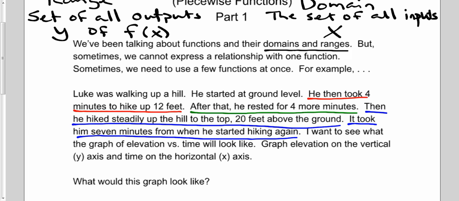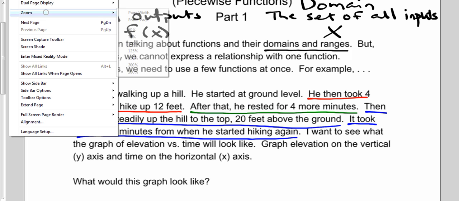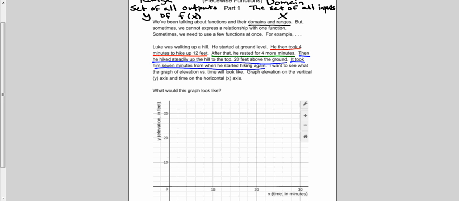Graph elevation on the vertical y-axis and time on the horizontal x-axis. So I want you to pause the video and do this. See if you can come up with an idea as to what this graph will look like. All right, now that you've done the graph, I want you to put your pencil down and don't take notes for the rest of this page. I'm going to do this together with you, but I need to change the zoom on this.